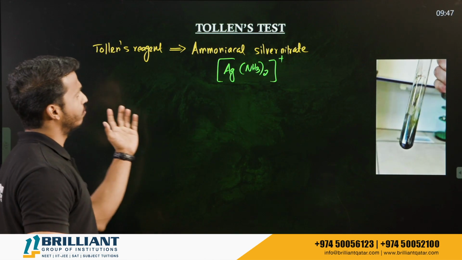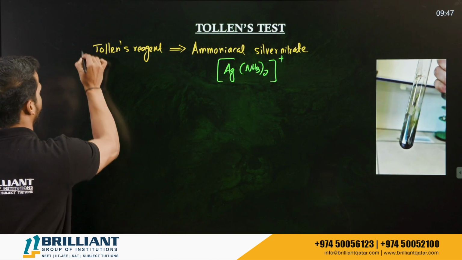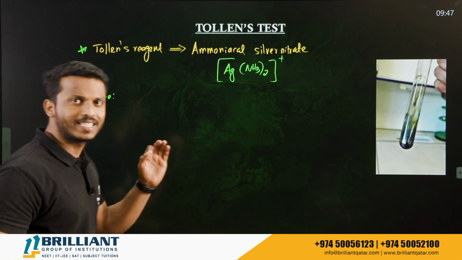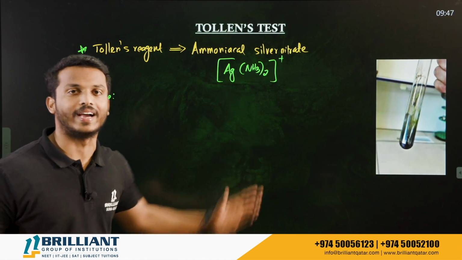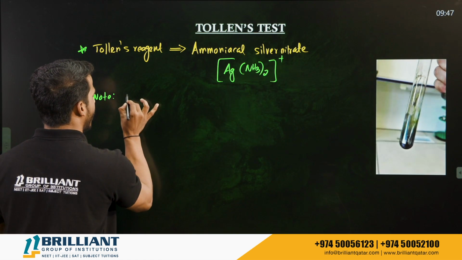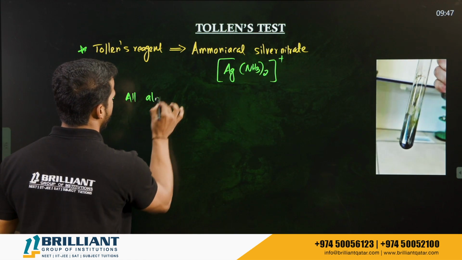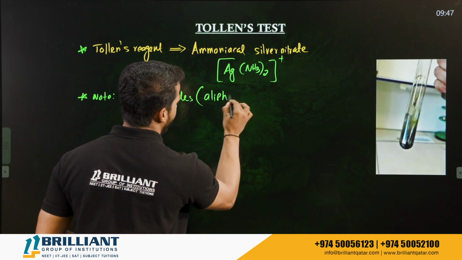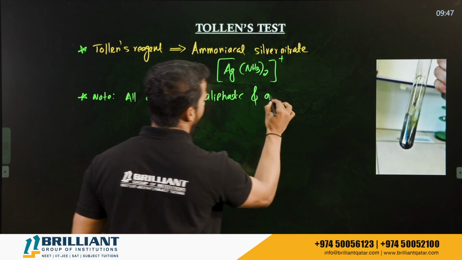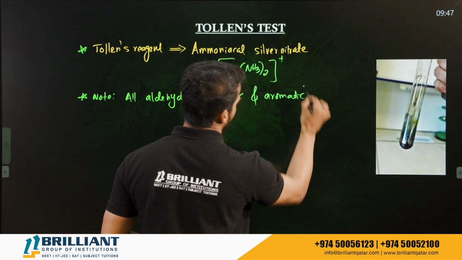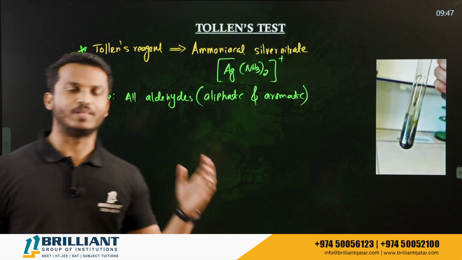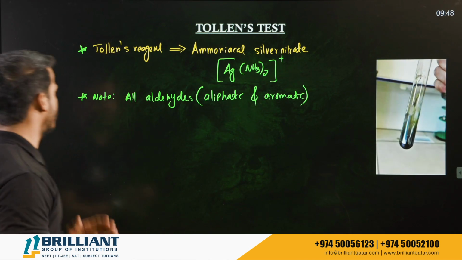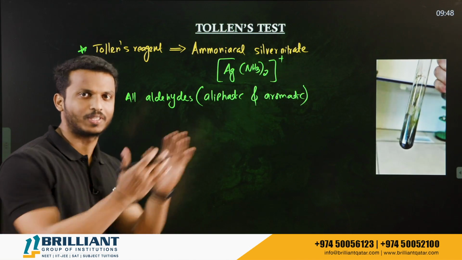Now let me go to the identification, which means which compounds can give this test, dear all of you. The Tollens test is given by only aldehydes, all aldehydes, which means aliphatic and aromatic aldehydes. All types of aldehydes can give this test, which means this test is not given by ketones, acids, etc. Some exceptions are there. I will tell you later.